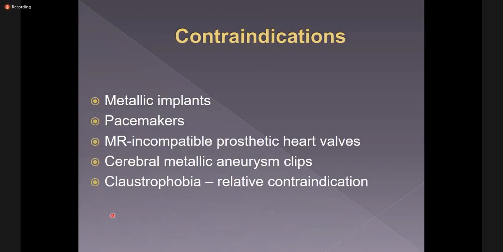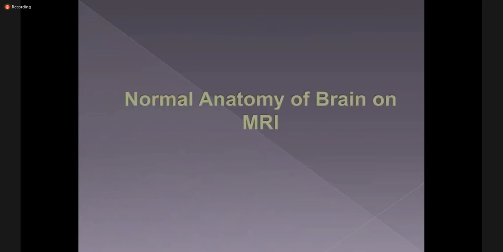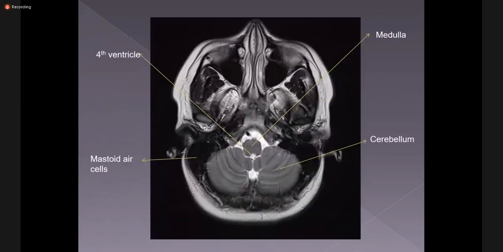Claustrophobia is a relative contraindication because some patients cannot lie down in a tunnel and they refuse the MRI. And then there's the normal anatomy of the brain on an MRI.